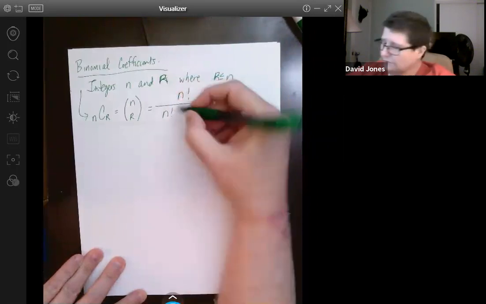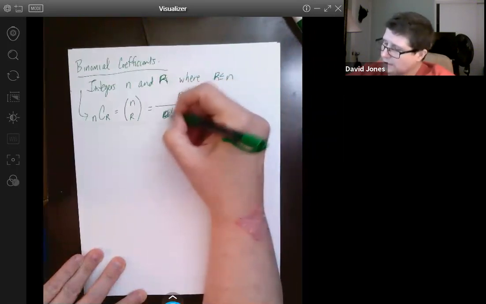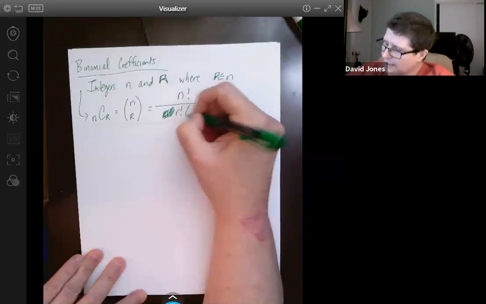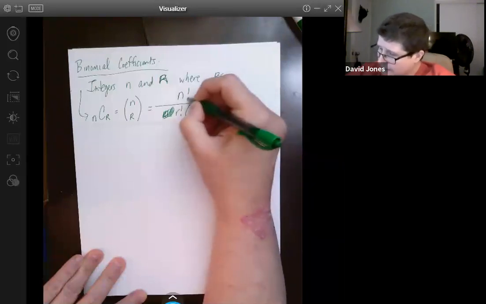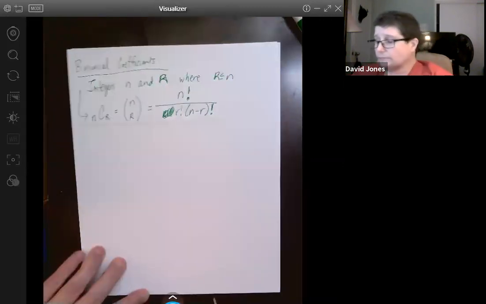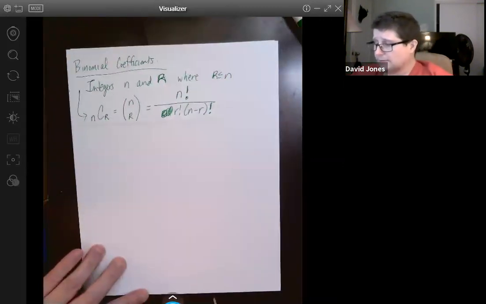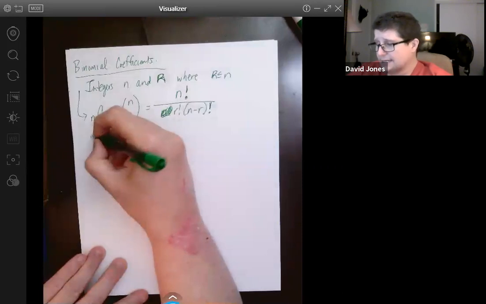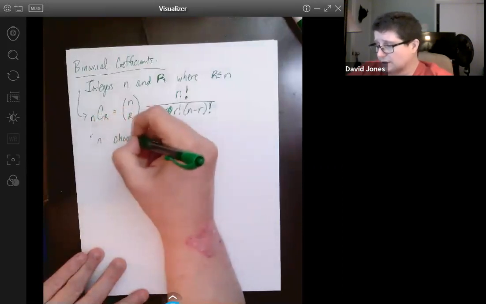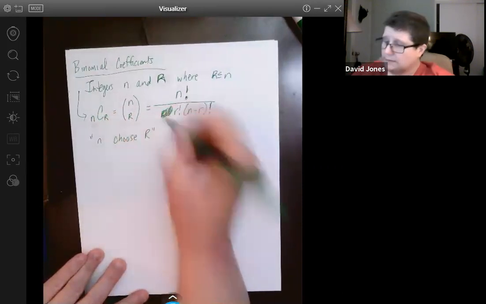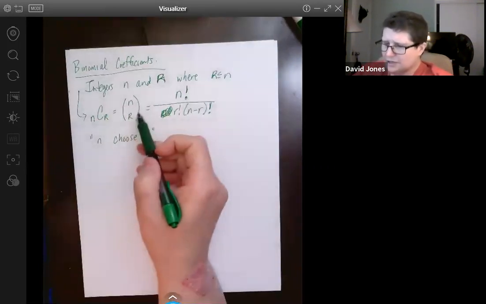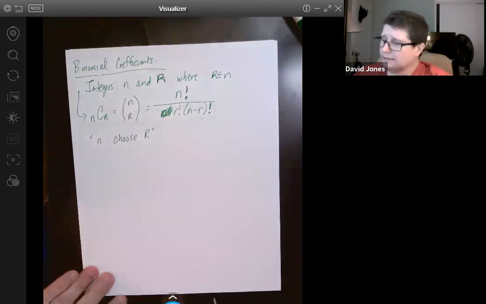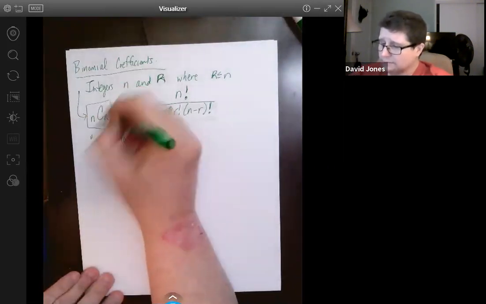n factorial over r factorial, n minus r factorial. Okay. And this is read as n choose r. They often write it like this. I'm not sure why. This is just as clear. This is a calculator button.